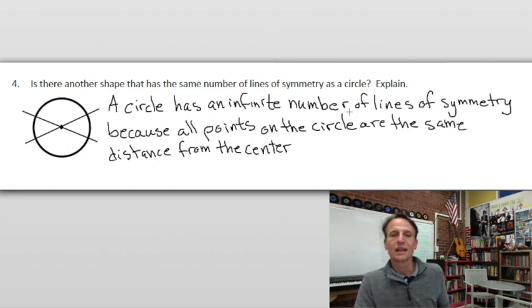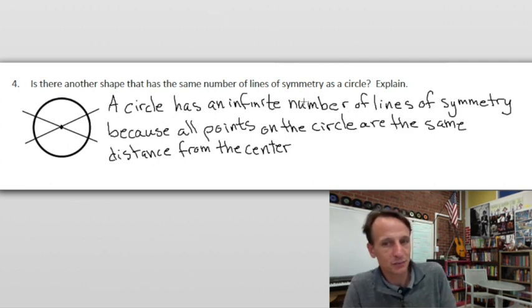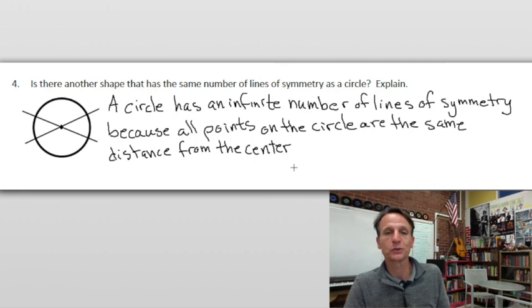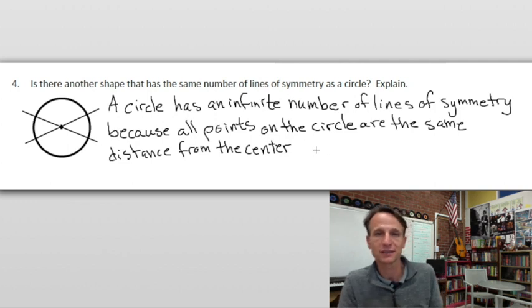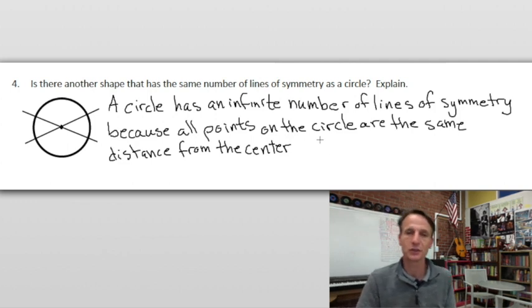So a circle has an infinite number of lines of symmetry because all points on the circle are the same distance from the center. And that, my little friends, is not true of any other shape. There's no other figure where all points on the figure are equidistant from the center. Okay, so this is a tricky question. I'm just laying out a highfalutin answer for you maybe, but I'm hoping you're understanding it.